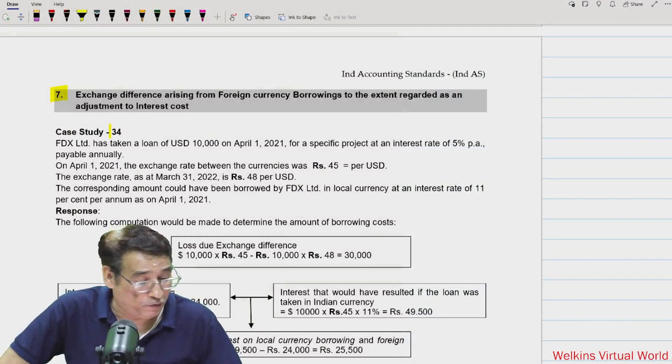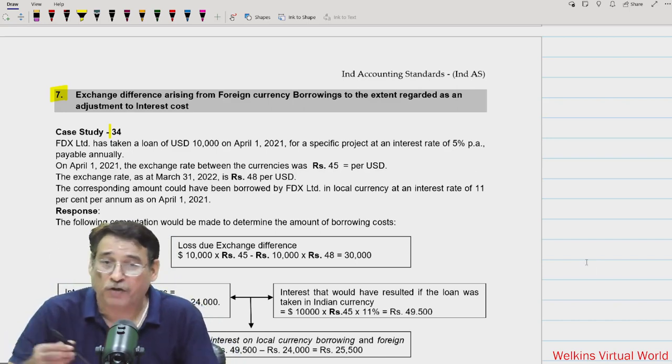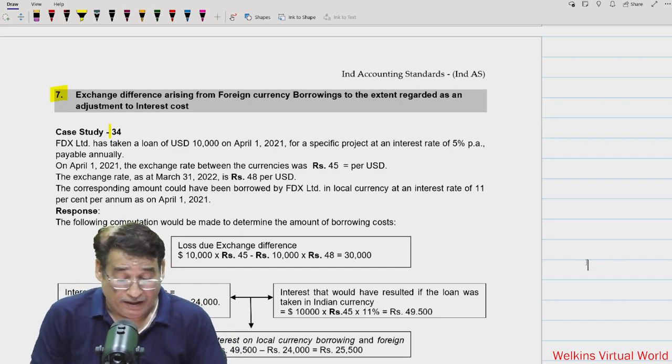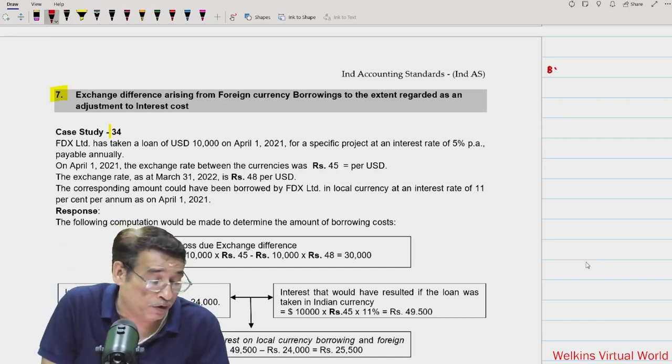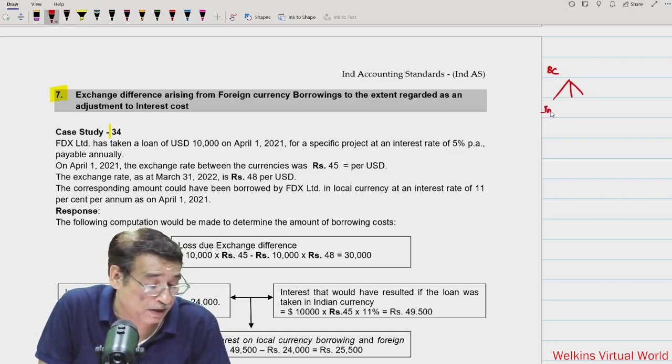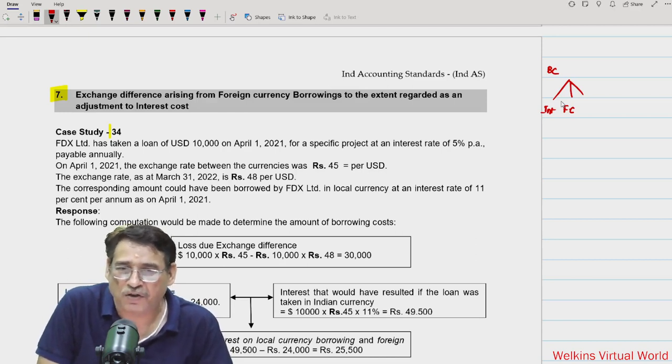So finally, now we come over to the final part of this particular standard. Actually, the standard says what exactly borrowing costs are. No doubt about that, borrowing cost means interest cost, obviously. It also includes the finance charges. Finance charges means when we take the loan, we have to incur file charges, etc. Some other charges also. So these are finance costs.